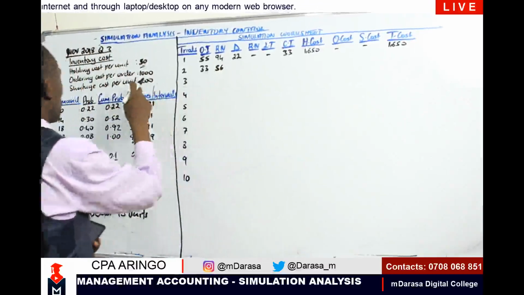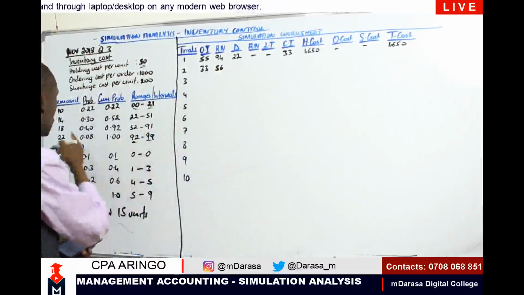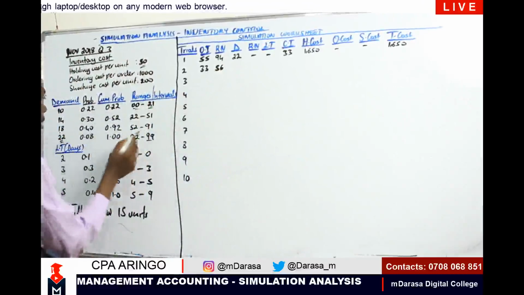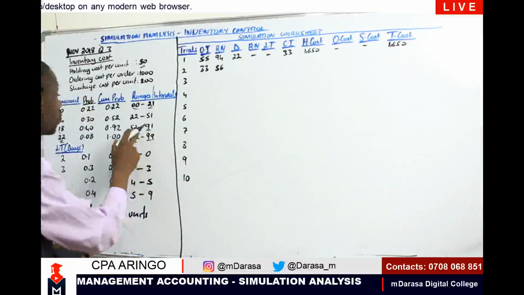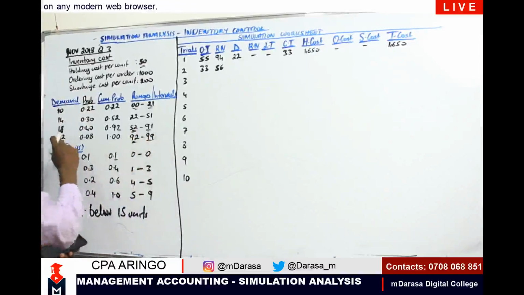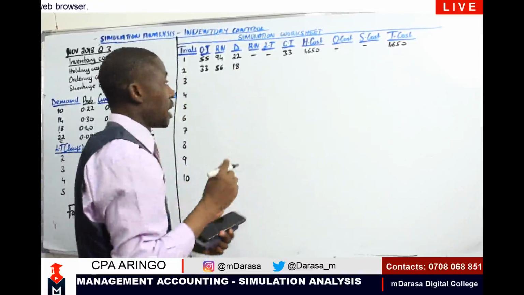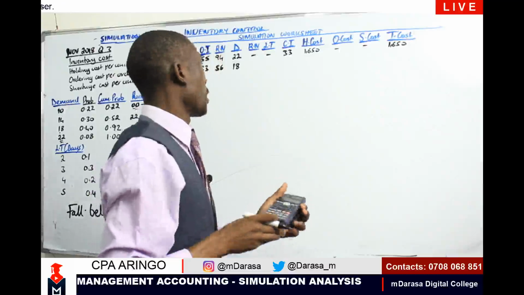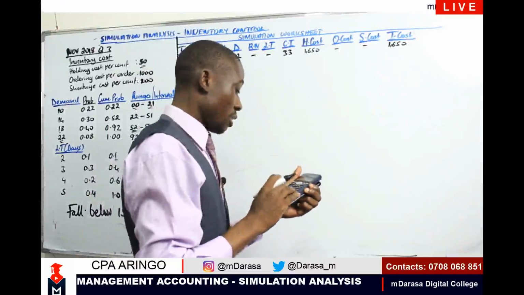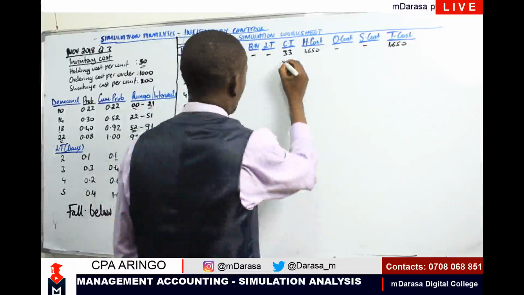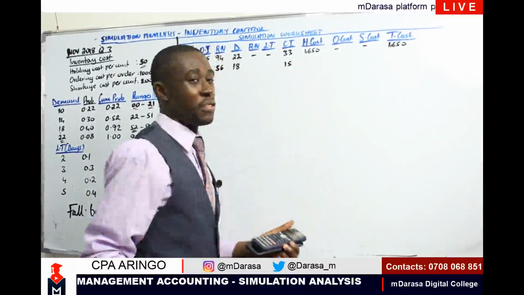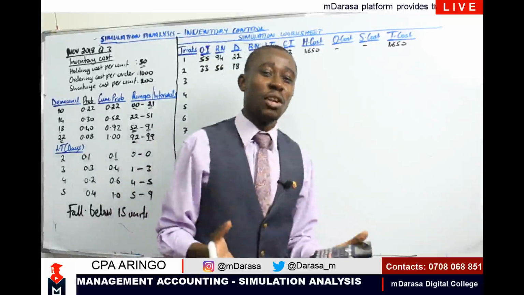And look at our demand. Where will 56 fall? 56 is falling in between 52 and 91, and that should give us a demand of 18 units. So what will be our balance as at the end of the day? I should be having 33 minus 18 to give us 15 units. Are we below 15 units? We are not below 15 units.